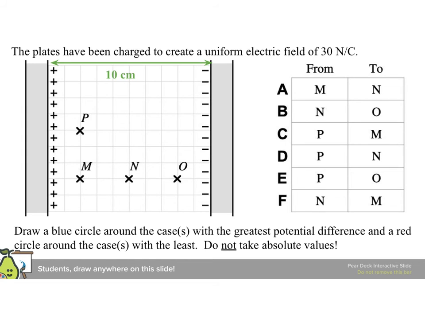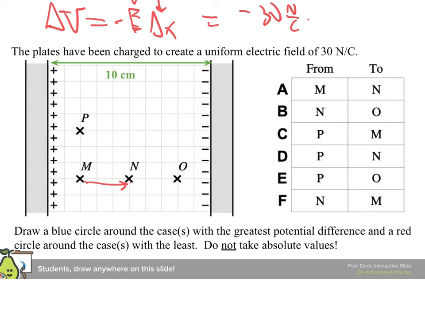And the voltage difference, remember, will be inverting what we just had, that delta V is minus E delta X. So from M to N, the electric field is constant, so we really care about the greatest distances. Here, from M to N, it decreases. And in fact, we have something like minus 30 newtons per coulomb times 3 centimeters. And that turns out to be minus 0.09. And going from N to O is actually the same thing, because the field is constant.